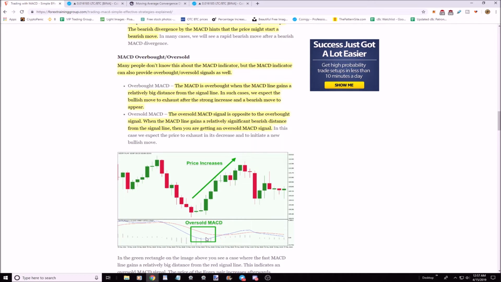So an easy, quick way to do this is look for your largest histograms. And this is oversold because the MACD is below the signal line, and your histogram is going to be below. So whenever you have big histograms to the downside, you're going to see a snapback in price. Here, this long histogram telegraphed this move to the upside.